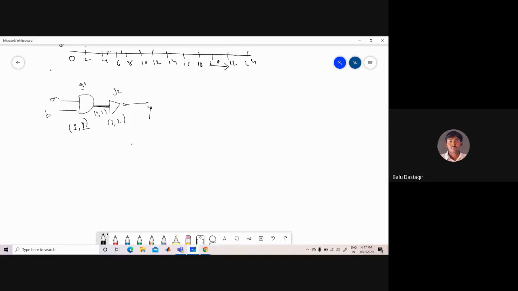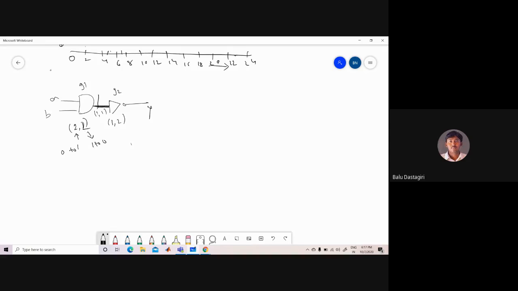As I told you, 2, 2 means whenever the output logic of this AND gate goes from 0 to 1, there is a propagation delay of 2 time units. Whenever the output of the AND gate goes from 1 to 0, there is also a delay of 2 time units. Similarly, here there is a wire which connects the two components.